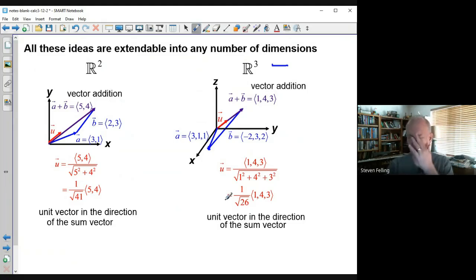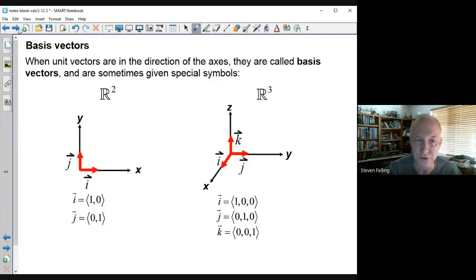You could work in R4, R5, R10, R50, but once we get above 3, it starts to become impossible to draw representations. Okay, basis vectors. When a unit vector happens to be in the direction of the coordinate axes, like x, y or x, y, z, then the unit vectors are given the special name basis vectors. And we sometimes assign special symbols to them.